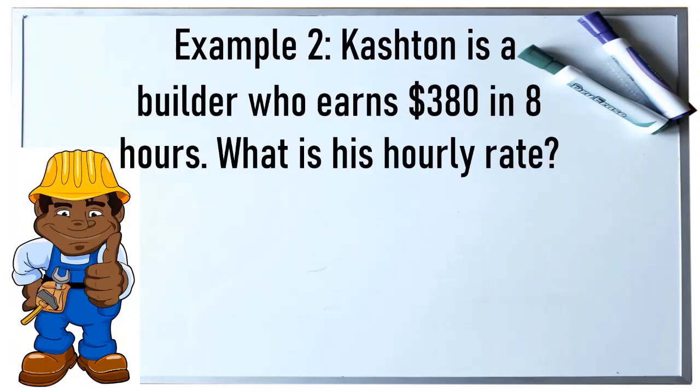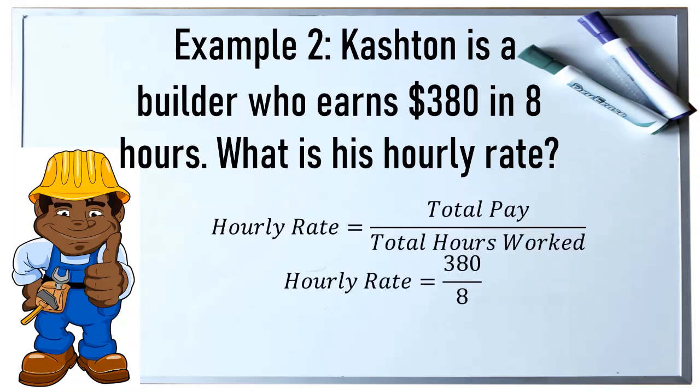Cashton is a builder who earns $380 in 8 hours. What is his hourly rate? His total pay was $380 divided by the 8 hours that he worked gives us an hourly rate of $47.50.